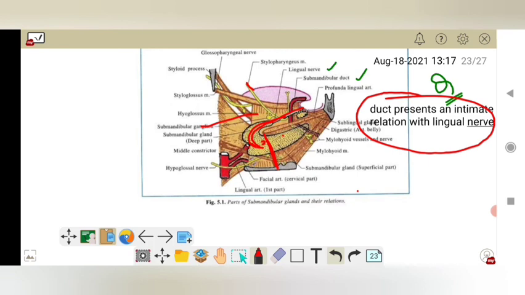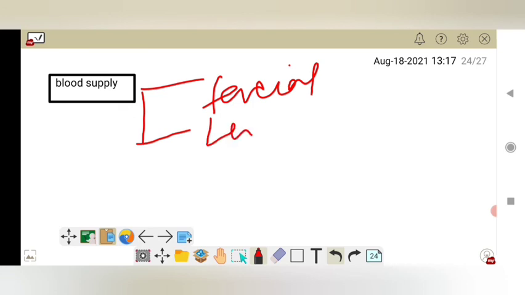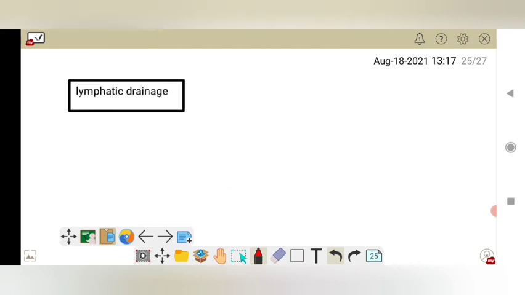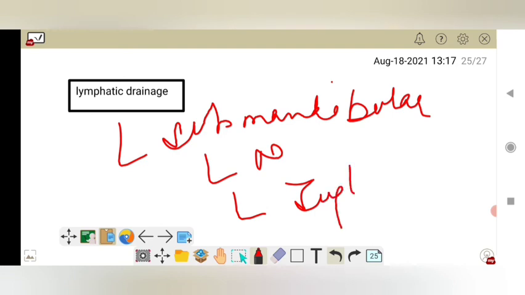Now, this is important. Blood supply: submandibular gland is supplied by facial artery and lingual artery. Both are the branches of external carotid artery, and venous blood is drained into jugular vein. Lymphatic drainage is into the submandibular lymph nodes, and then finally drains into jugulo-digastric lymph nodes.